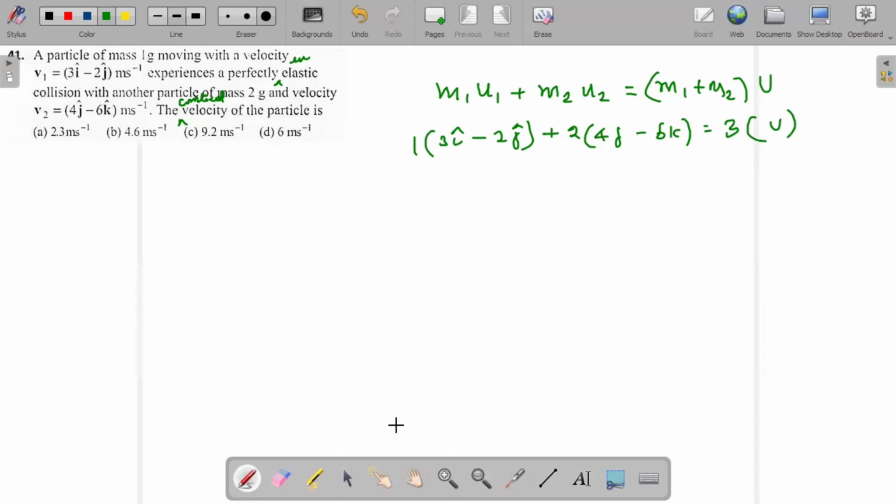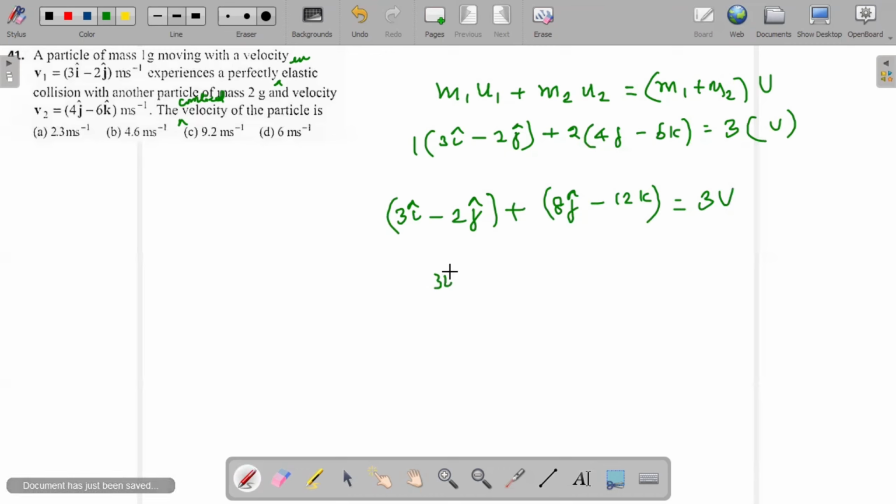velocity. Okay, we'll add up: 3i minus 2j plus 0k plus 8j plus 0i minus 12k equal to 3v. That divide. So for i, 3 plus 0 is 3i, and 0j in the other term.